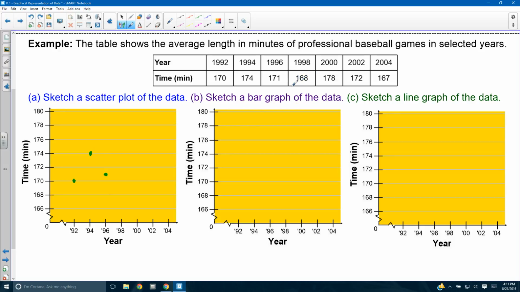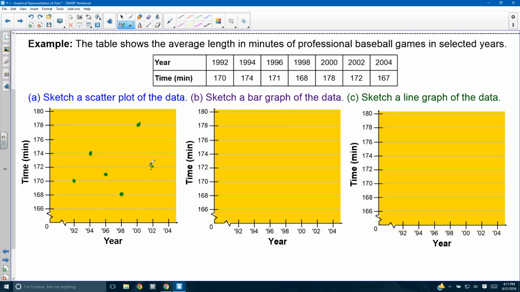So you can see here, 168, how it's getting less time over time. Oh, and look, it jumped right here, 2000. I don't know if this is actual data, I mean, if this is accurate data. 2002, 172.